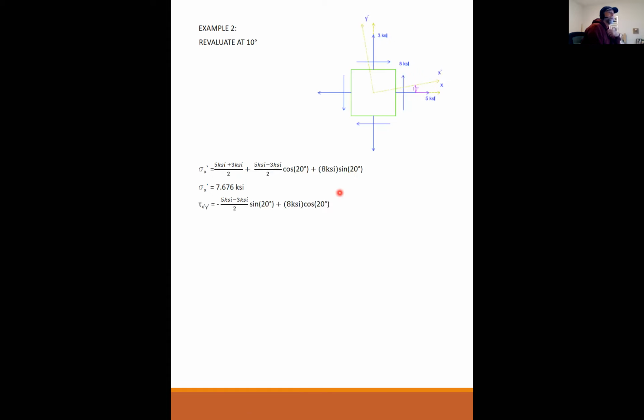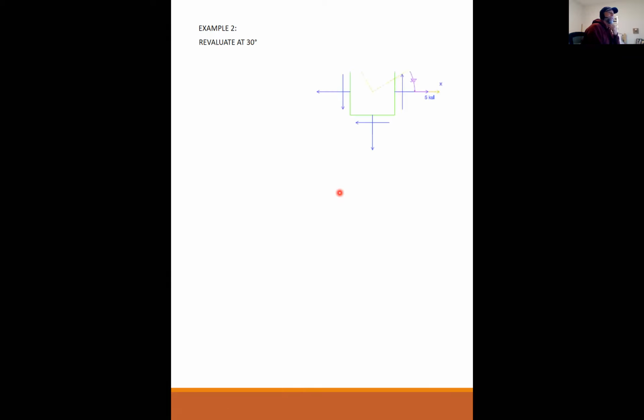Reevaluate at 10 degrees. And there is a point to this, bear with me. So I reevaluate, I put in my 10 degrees here, 7.67 and 7.17 KSI. Reevaluate at 30 degrees, 11.4, 3.13.